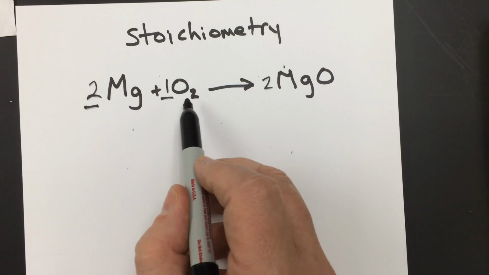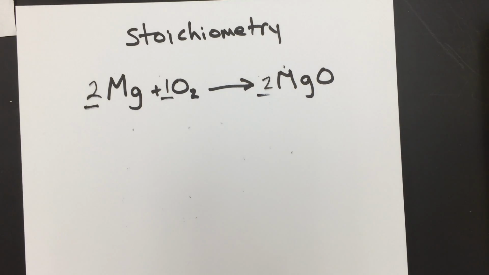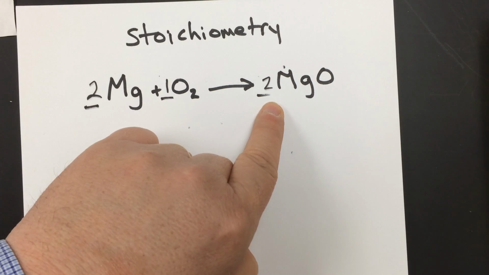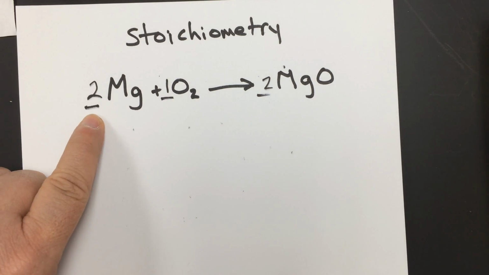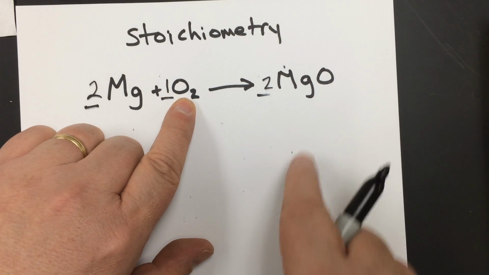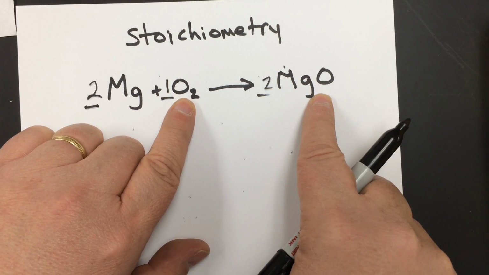So I've got a 2:1:2 relationship. Since it's a relationship, I can say 2 atoms plus 1 molecule gives you 2 molecules, or I can say 2 dozen atoms plus 1 dozen molecules yields 2 dozen molecules.